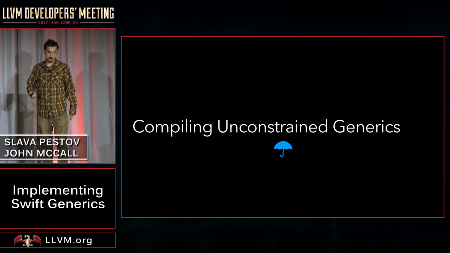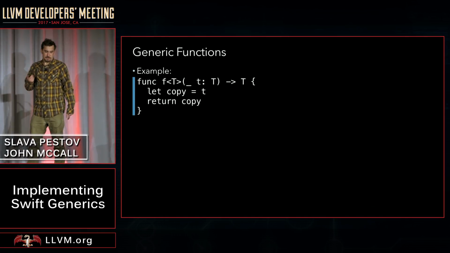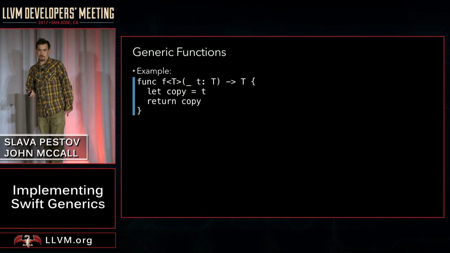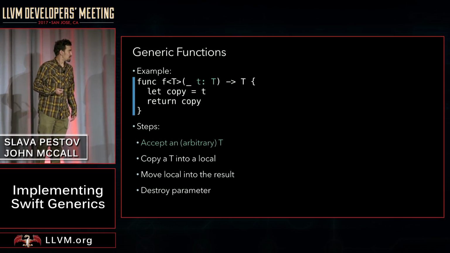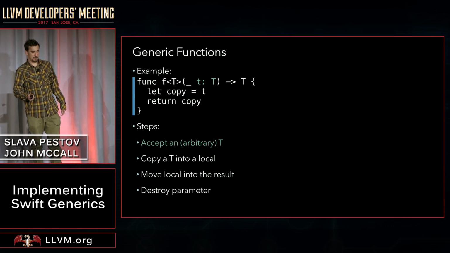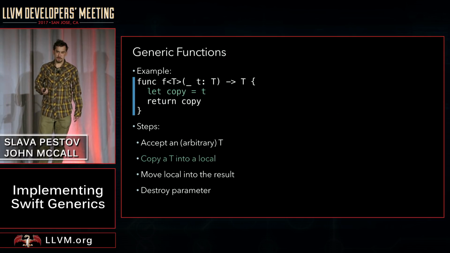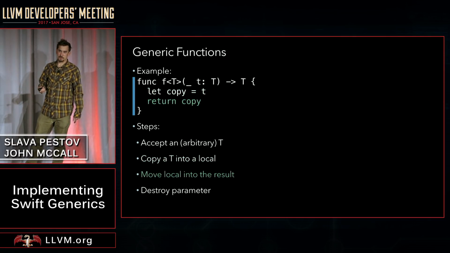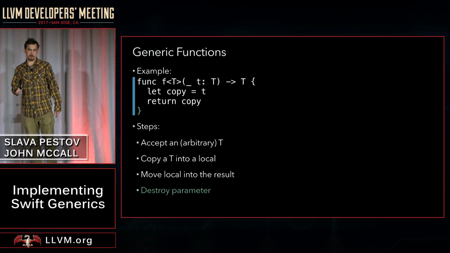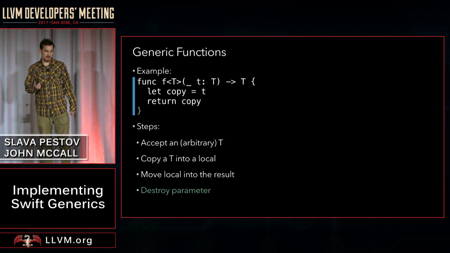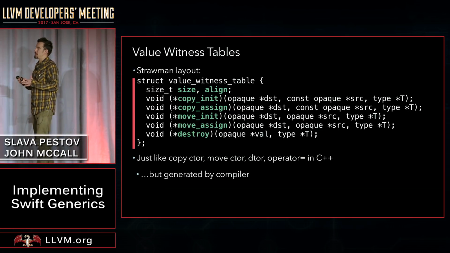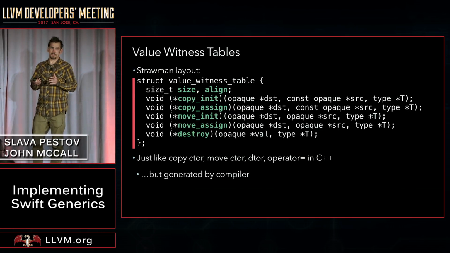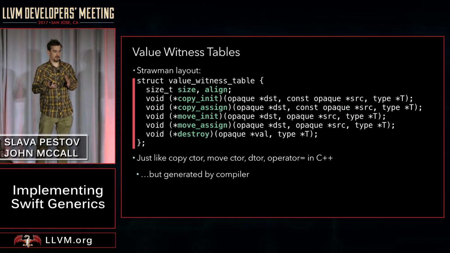So how does this all work? Well, we're going to look at a simple generic function again, and let's see what it does. So it takes an arbitrary value of type t, it makes a copy of that value, then it moves the copy into the result, and then it destroys the input parameter because it took ownership of it. So in order to separately compile a piece of code like that, we need some kind of abstract runtime representation that allows us to manipulate these values.